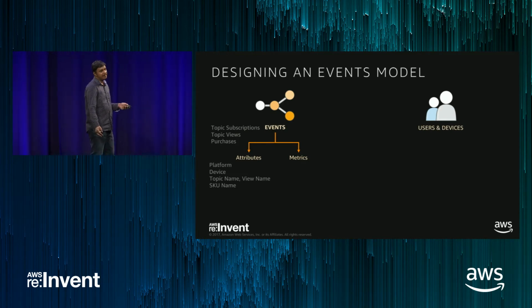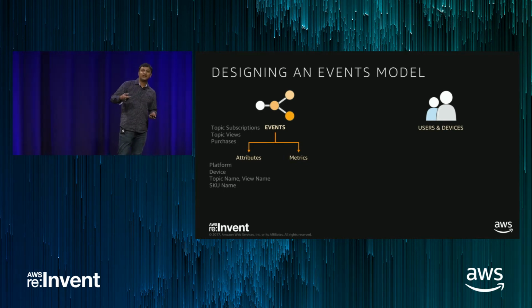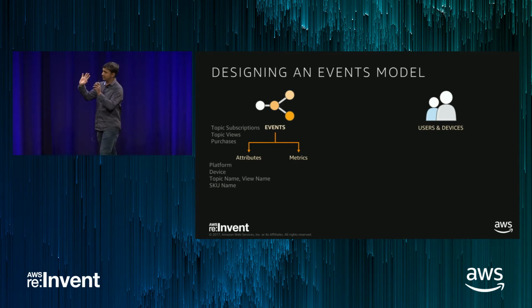Now, there are the standard attributes like platform and device, locale. We'll see in a bit how Pinpoint captures all of that automatically for you without you having to take up that effort. But then you, as the developer, would want to track attributes like the name of the article that is being viewed or the name of the item that's being purchased. So those are all attributes.